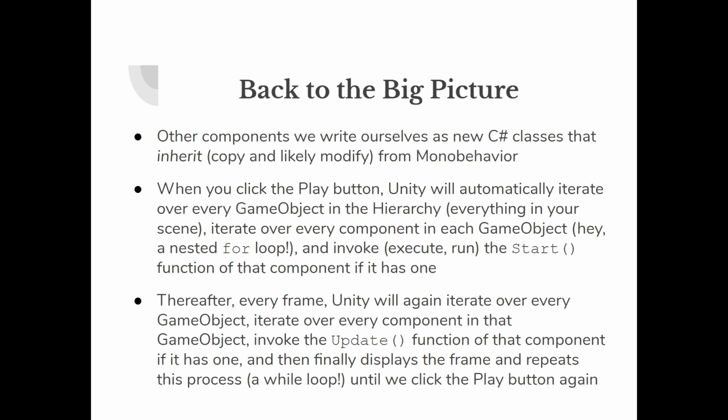We've seen the start function, and then after that, on every frame, Unity iterates over every game object, checking to see if that component has an update. If it does, it runs that in a loop. So it's kind of a while loop overall. The higher part of the hierarchy is just this while loop that says, while the play button is pressed, run through this loop. Inside the while loop there are for loops, so there are kind of nested loops with regards to the actual Unity engine.